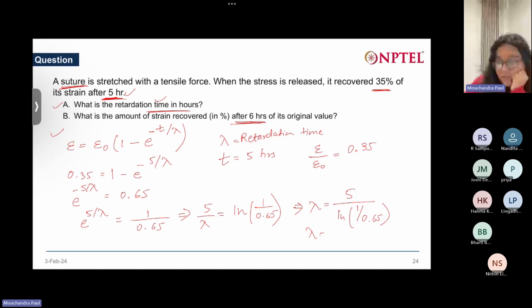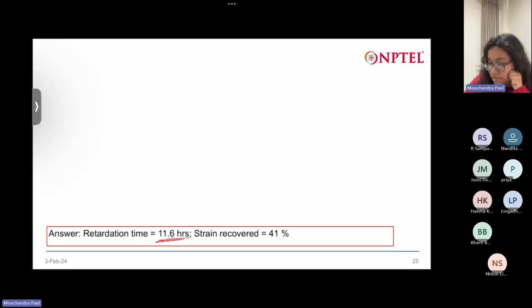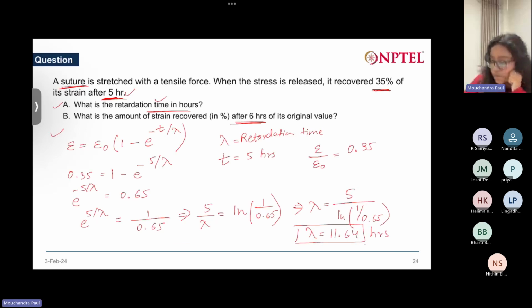11.62. 11.64. Is everyone getting this value of lambda? 11.60, ma'am. Okay, close by. Anyone else getting anything different? Okay, so I'll assume that every one of you is getting the same value. Let me check the answer then. So yes, 11.6. So that is correct for lambda.